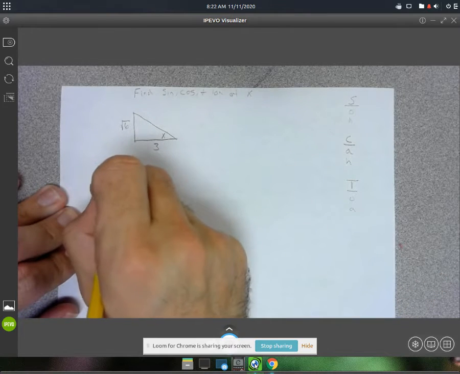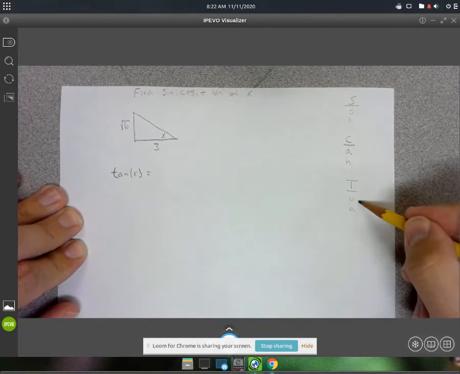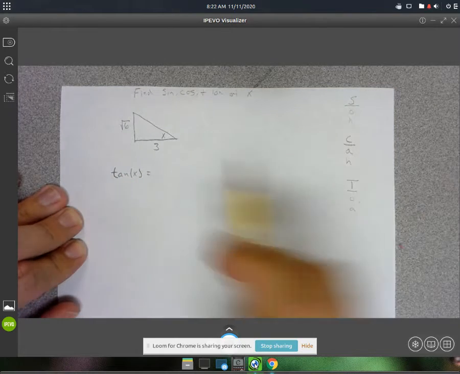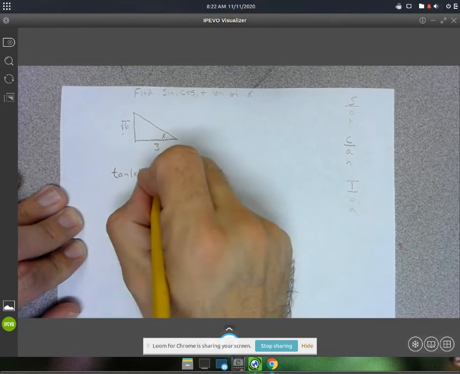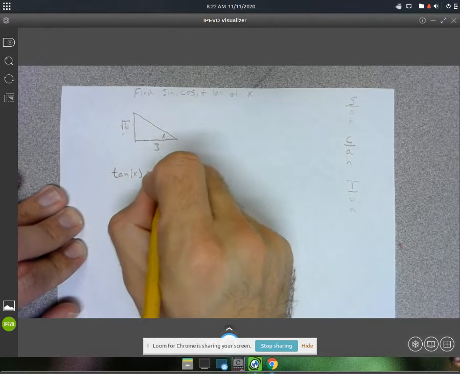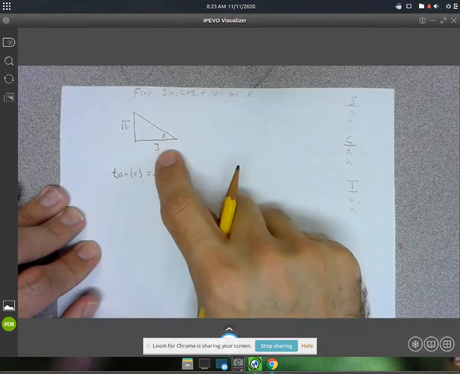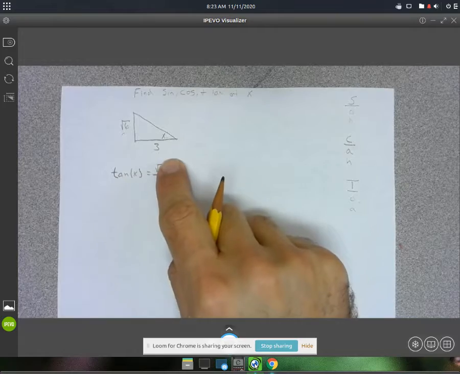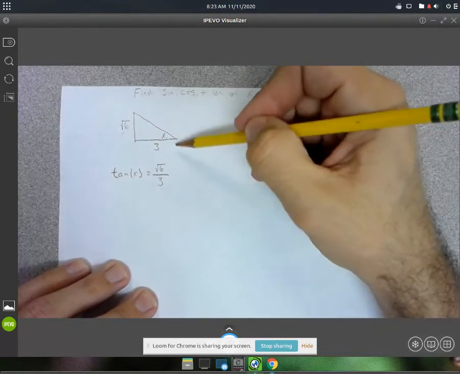So if we wanted to find tangent of x, that's always defined to be opposite over adjacent. So from x, it would be root 6 over 3. All right, and that's the only one that we can find just based on these two numbers. But using the Pythagorean theorem, we can actually figure out this missing side here.